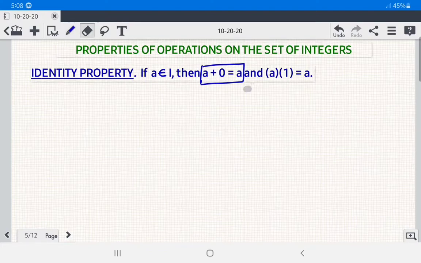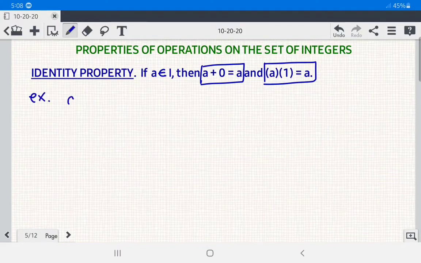And A times 1 is equal to A. So 1 here is the multiplicative identity. Of course, if you're going to add 0, the answer is the number itself. And here, if you're going to multiply by 1, the answer is the number itself. Let us have an example.